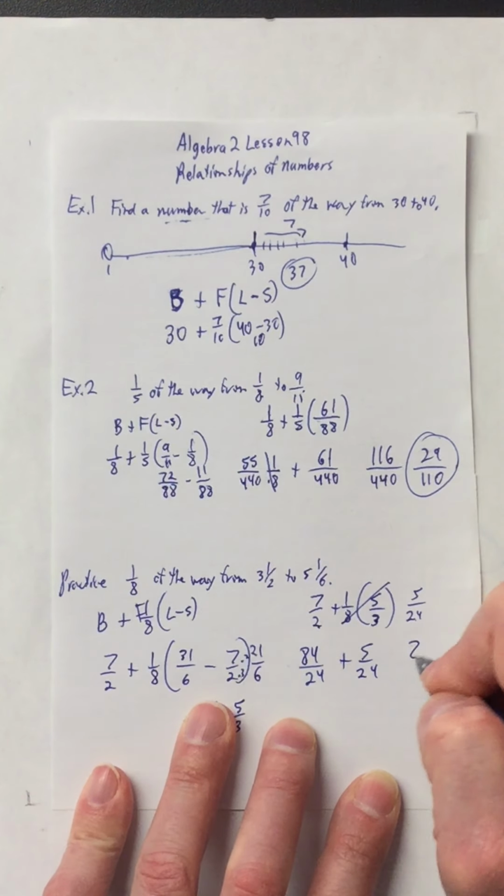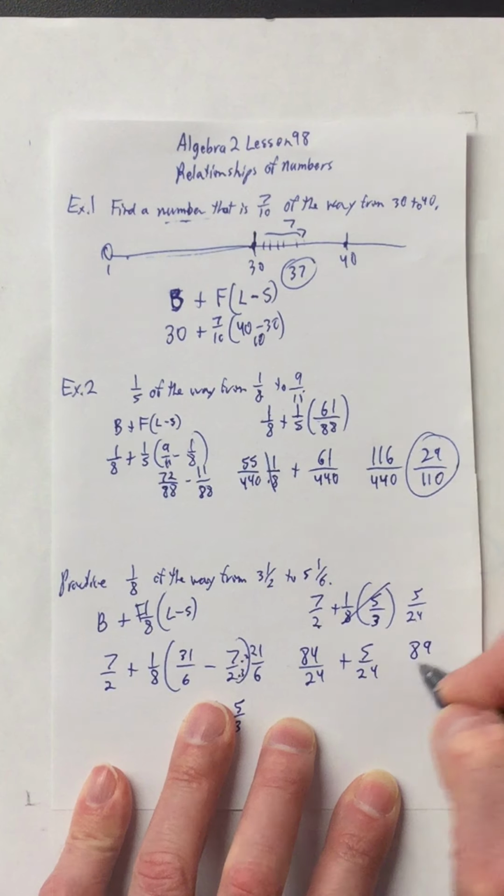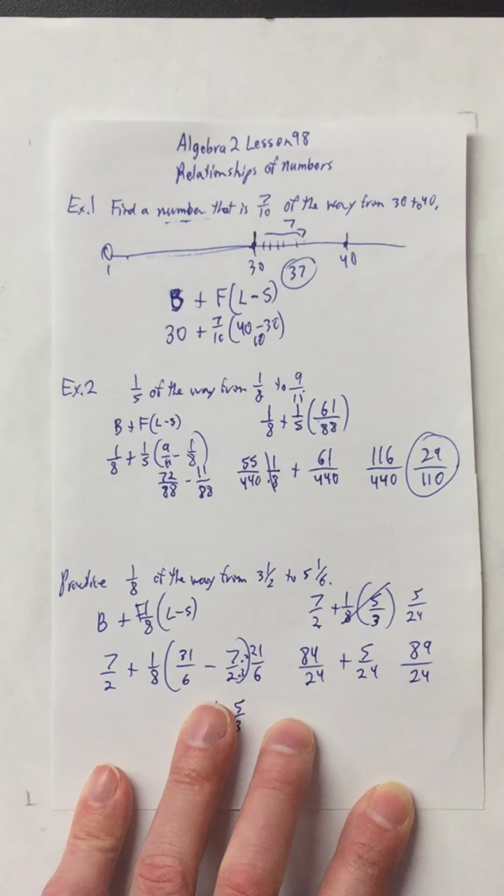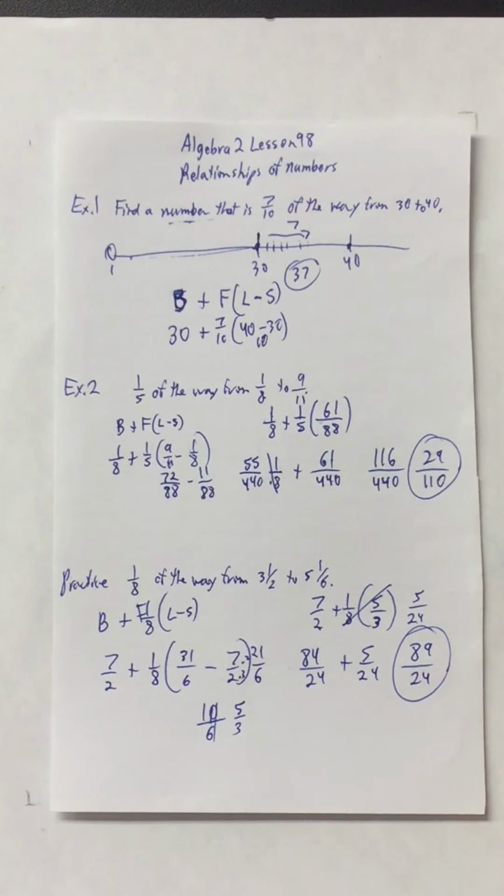And then it looks like 89 over 24, and that's my answer. I cannot reduce that anymore. Okay, go ahead and keep things straight there and do your mathematics correctly with your fractions, multiplying and getting common denominators. And if you have any questions, go ahead and text me.